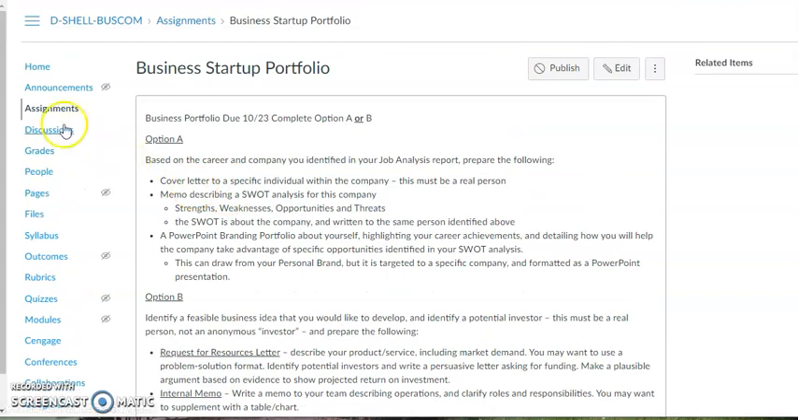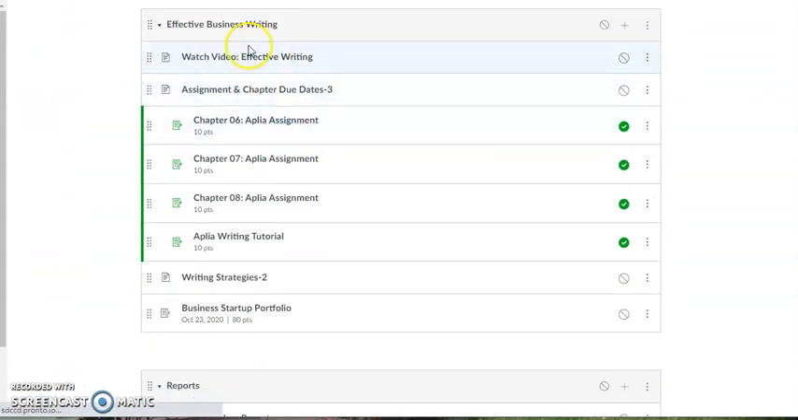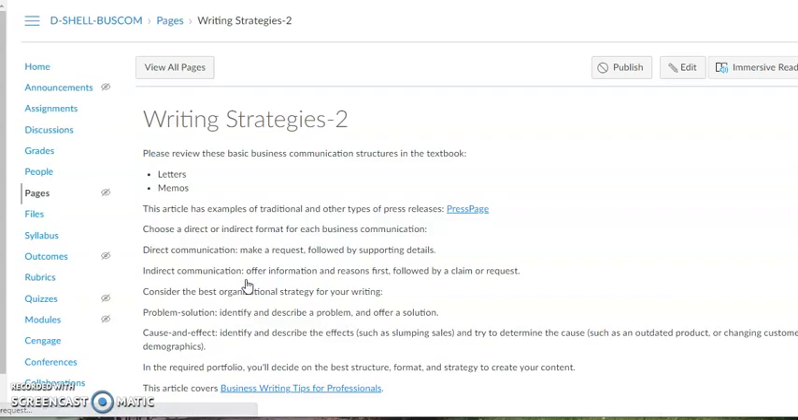Let's go back out here to our Canvas homepage. So again, we're looking at the effective business writing, and this is your tips page here, writing strategies. And what you'll notice is that I've given you a link here. If you're writing a press release, you will find some very good examples of how to format a press release. A press release has a very specific format. All right? So those are your tasks for the effective business writing unit.